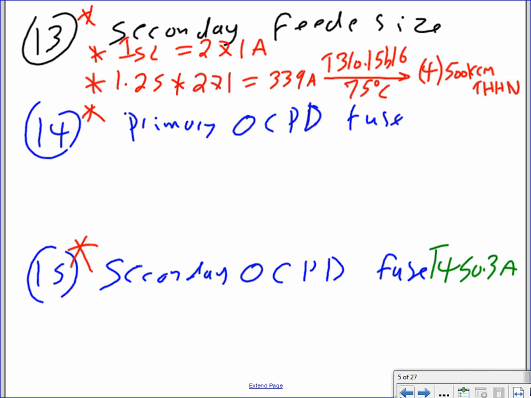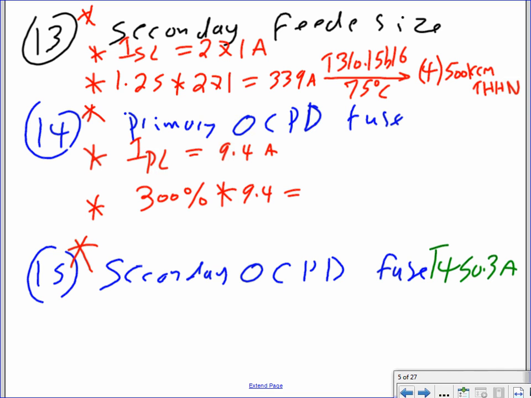Okay, so the first thing you need to do, guys, is find I primary line. You remember it was 9.4 amps. Then you need to multiply it by 300%, from the table. 300% times 9.4, and that will get you, gentlemen, the primary overcurrent protection device value of 28 amps. Anybody have an issue with that?